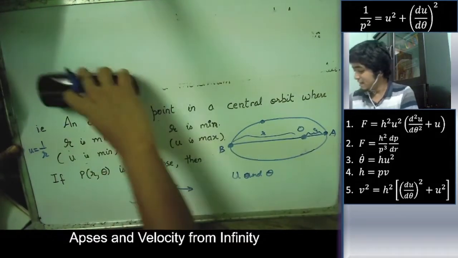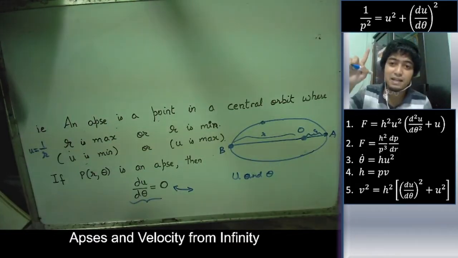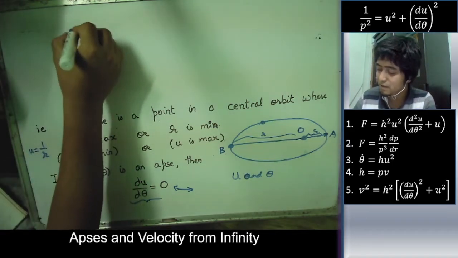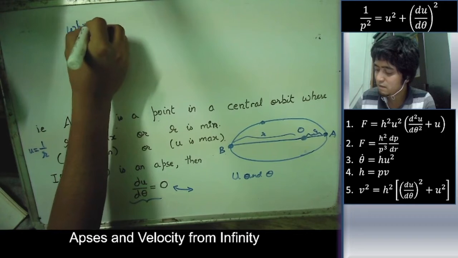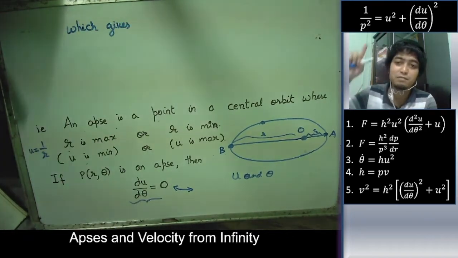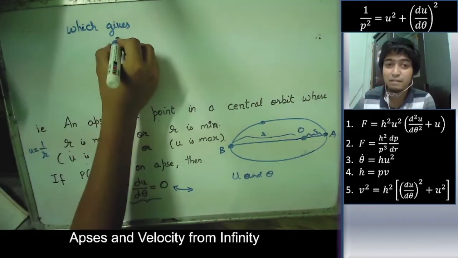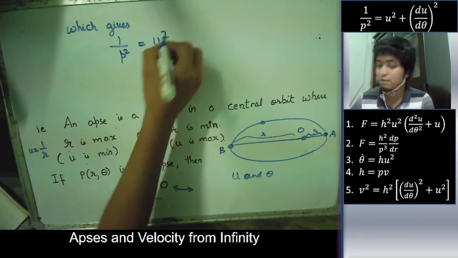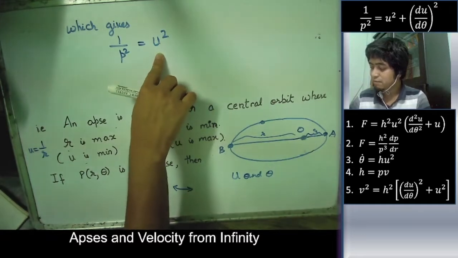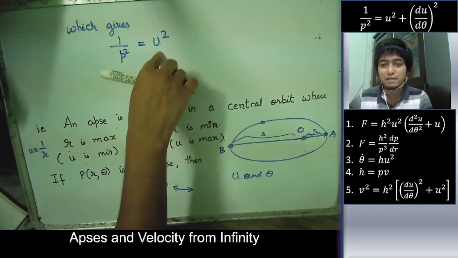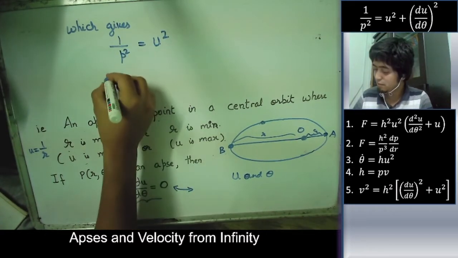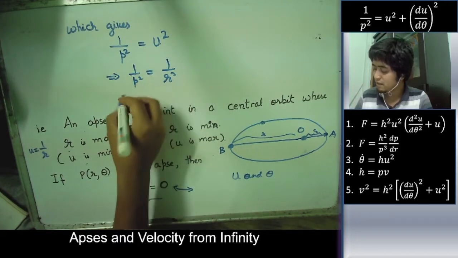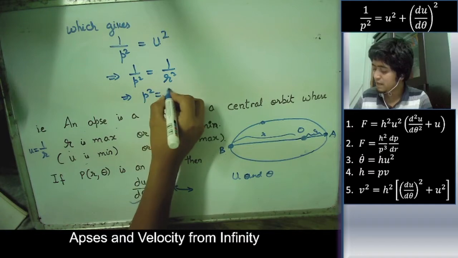But also notice that if you put du d theta equal to 0 in the above equation, what will you be having? We will be having 1 by p square equal to u square. But now u is the reciprocal, so what we are having is 1 by p square equal to 1 by r square. So p square will be equal to r square.